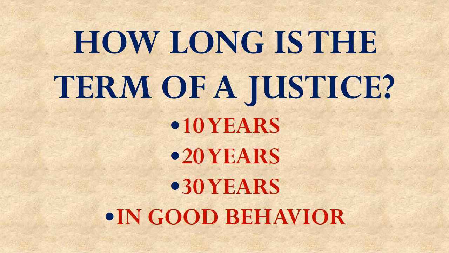How long is the term of a justice? Does the justice serve for 10 years, or 20 years, or 30 years, or in good behavior? According to the Constitution, a justice serves in good behavior, which ends up being, as a practical matter, a lifetime appointment. Of course, the justice can leave before their life is actually over, and about half do, but they can stay there till they die if they want.